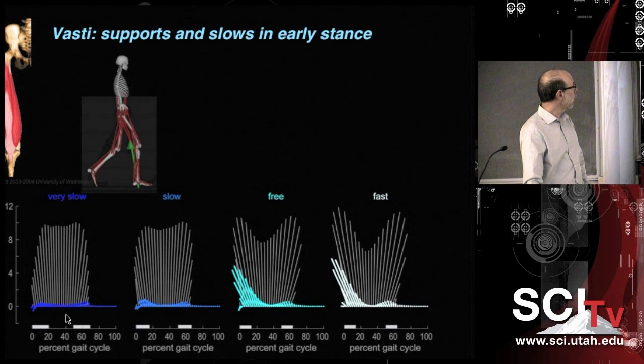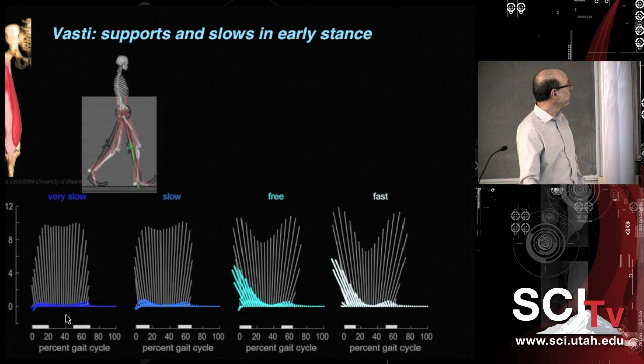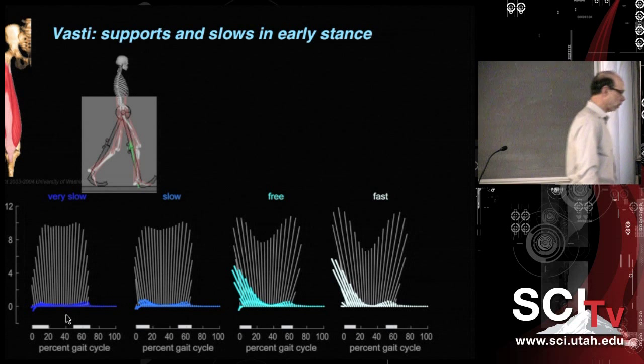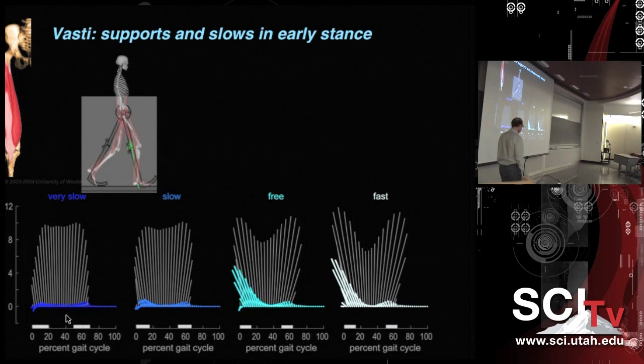In slow and very slow walking, we look a lot like these passive dynamic robots that don't have muscles and that walk slowly. They kind of clunk along like this. And the quadriceps don't do much. You see they're producing very little mass center acceleration when walking more slowly. So when we walk with free speed, this is our self-selected speed, we kind of bounce along a little bit. We're an inverted pendulum, but we're a bouncy inverted pendulum, whereas when we walk slowly, we're really well represented by an inverted pendulum.